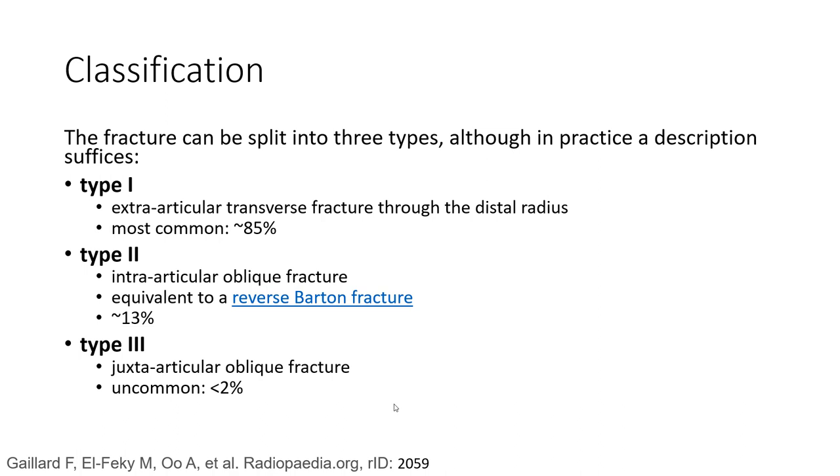There are three types of Smith fracture. Type 1, an extra-articular transverse fracture through the distal radius, is the most common at around 85%.